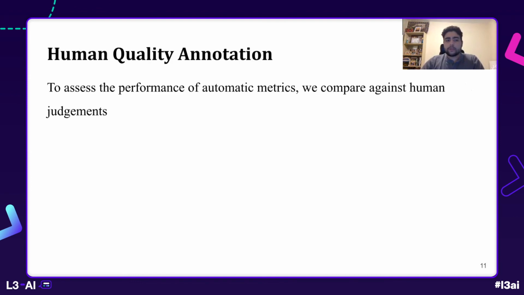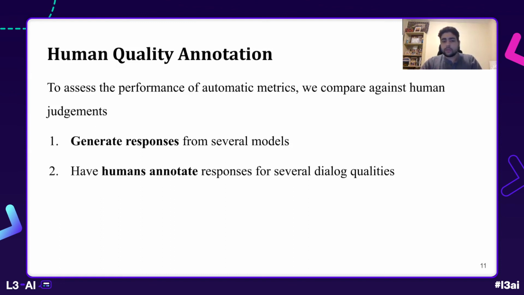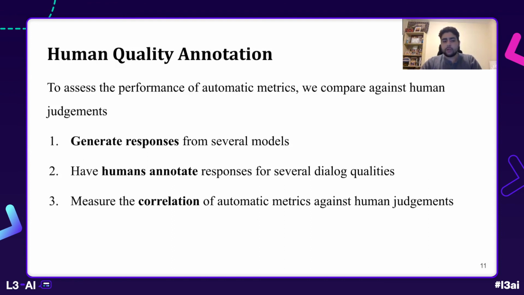So the very first thing that we have to do is, because we want to assess the performance of automatic evaluation metrics, we need to compare those metrics against human judgments. So we need to collect human quality annotations. The way we do this is we first generate responses from several models. We have humans annotate those generated responses for several different dialogue qualities. And then once we have the metrics, we measure the correlation of the automatic metrics against the human judgments that we collected.